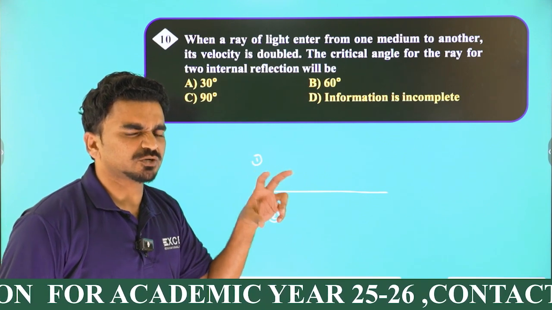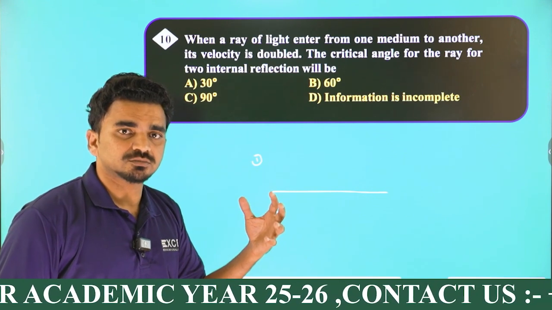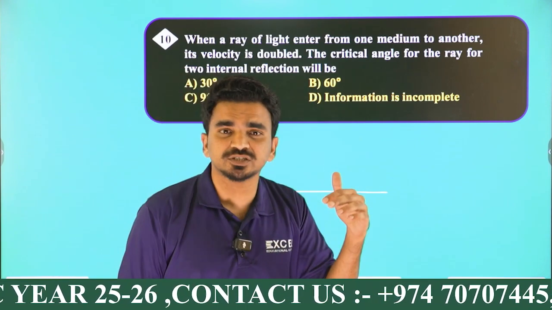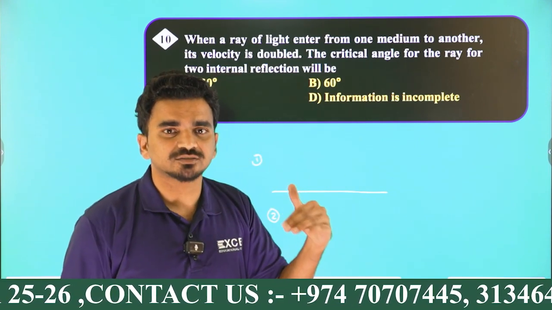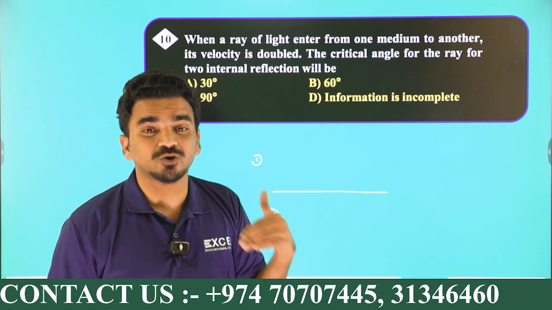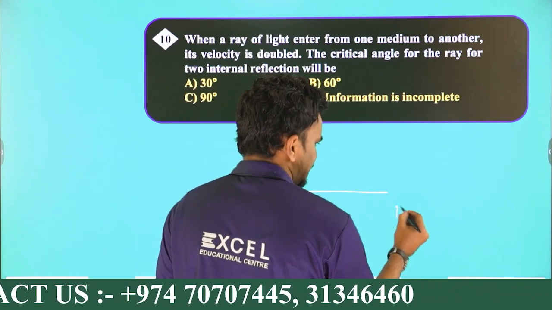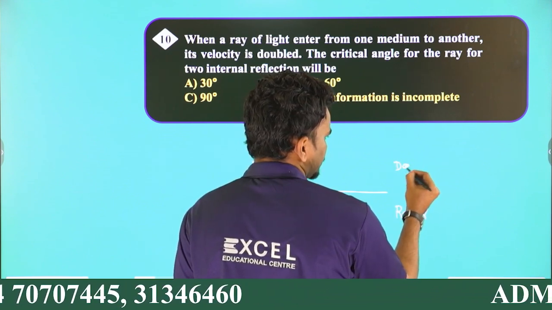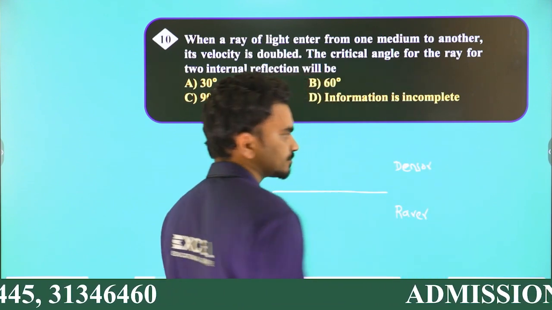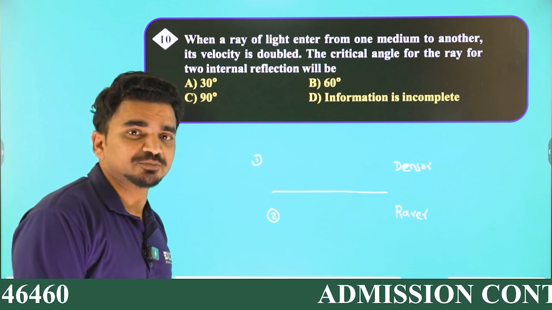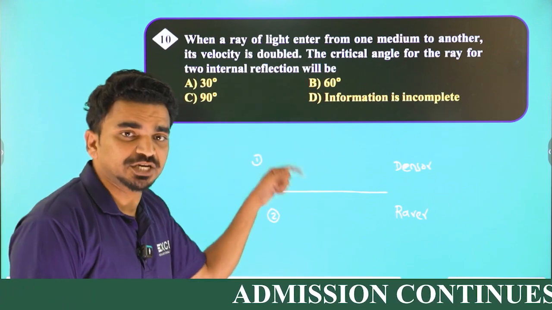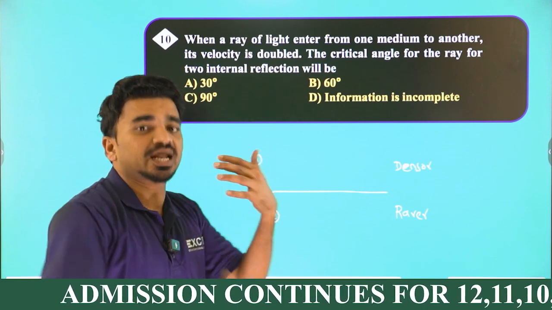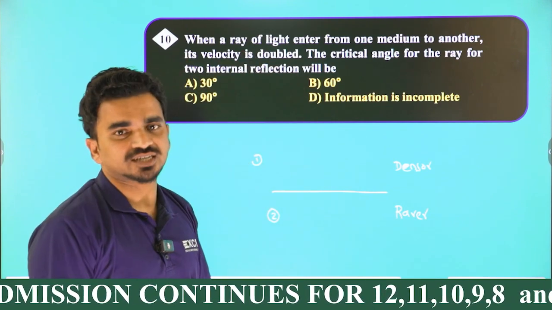In which medium will the speed of light increase? What do we call the medium in which the speed of light is higher? Rarer medium. The medium in which light is fastest is called rarer. The medium in which light is slowest is called denser. So the first medium is denser and the second medium is rarer, because when light moves from medium 1 to medium 2, the speed is doubled, light goes faster, so the second medium is rarer.